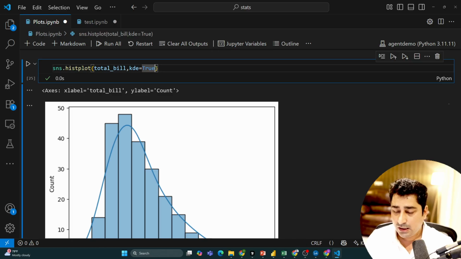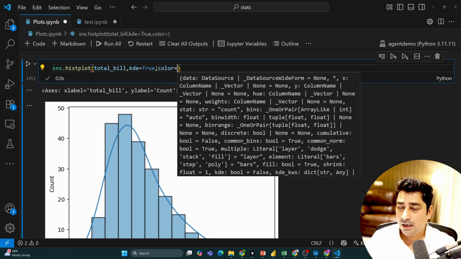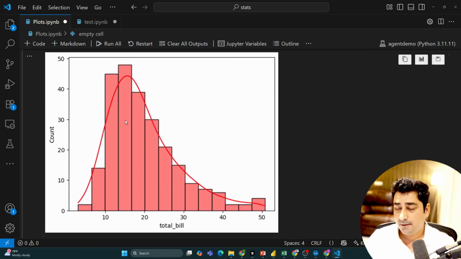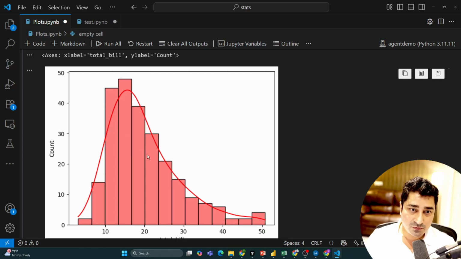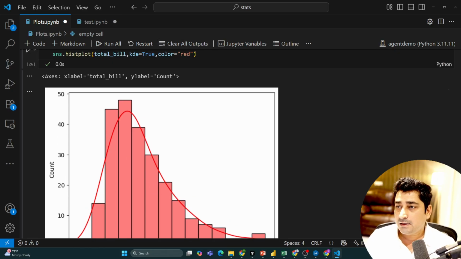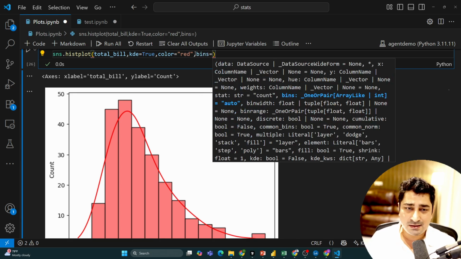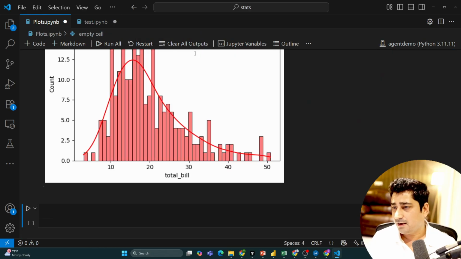I can control the color as well. So the color of the graph, maybe I'm giving red over here. Okay, so this entire graph becomes red, beautiful red, by the way. And bins means size, which I can try to control. So there is something called bins, and let me give 50 over here.